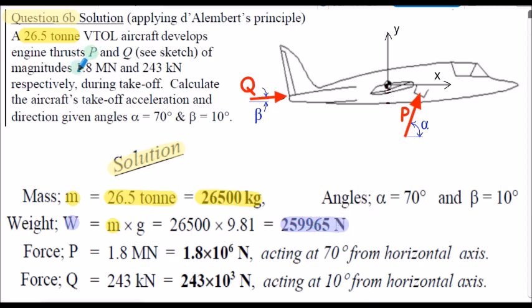Thrust P is 1.8 meganewtons, so P is 1.8 times 10 to the 6 newtons. And that acts at angle alpha, 70 degrees from the horizontal. Thrust P, angle alpha. And thrust Q is 243 kilonewtons. So Q is 243 times 10 to the 3 newtons. And that acts at angle beta to the horizontal, which is 10 degrees to the horizontal. So here's thrust Q at angle beta to the horizontal. So I extracted the information from the question.